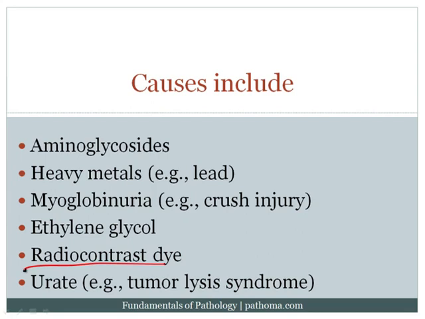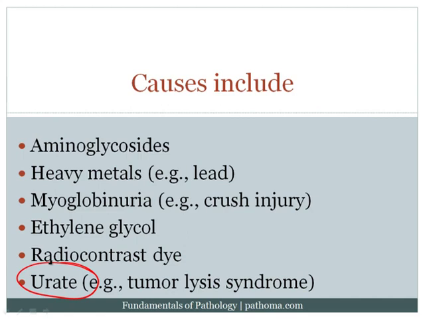Radiocontrast dye can also create an acute tubular necrosis, and then finally urate can also do it. Now, the classic example of a urate nephropathy would be where patients undergo tumor lysis syndrome. So, for example, if a patient has an acute leukemia and you treat them with chemotherapy, that chemotherapy is going to rapidly kill the large amount of cells that are floating around in the blood. And so that rapid death of the cells results in rapid breakdown of nuclear material, which increases the uric acid levels. Of course, that uric acid could then damage the tubules via acute tubular necrosis.